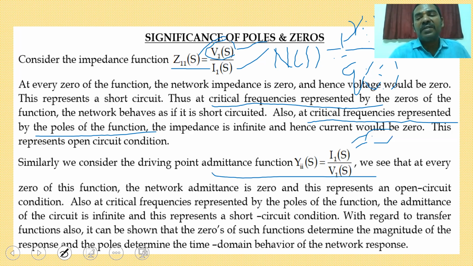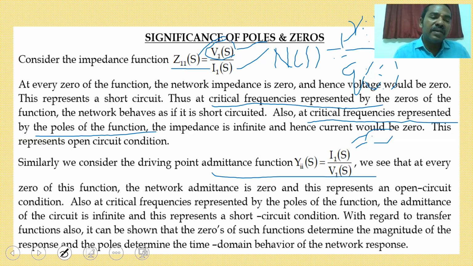So V1 of s is equal to 0, so the voltages are short circuited. You are going for the critical frequency functions at a pole level. Are you understanding? So these are the most important things discussed with respect to the significance of zeros and poles.